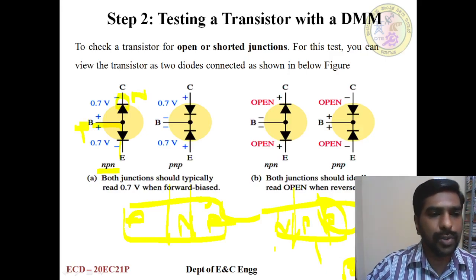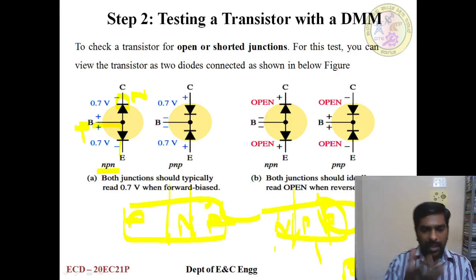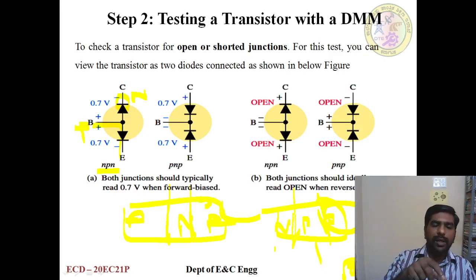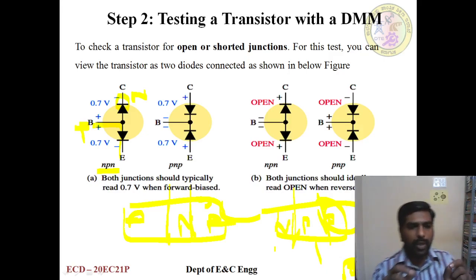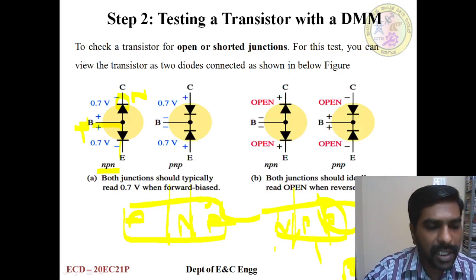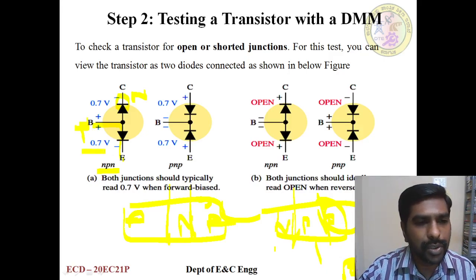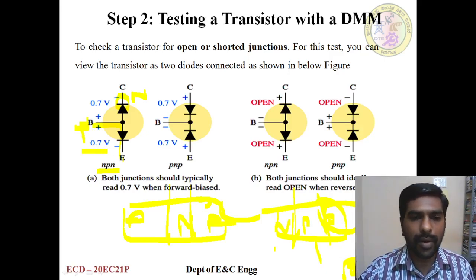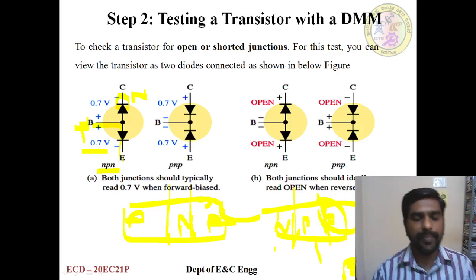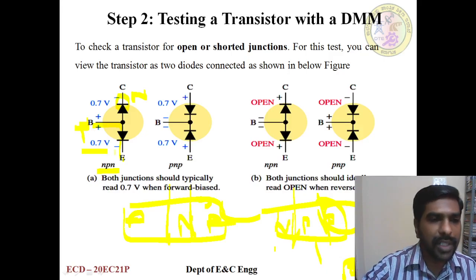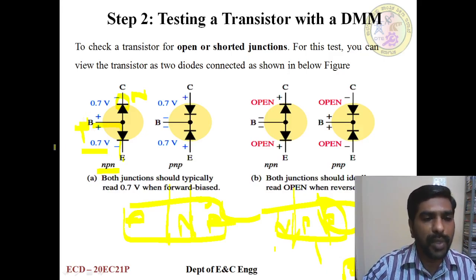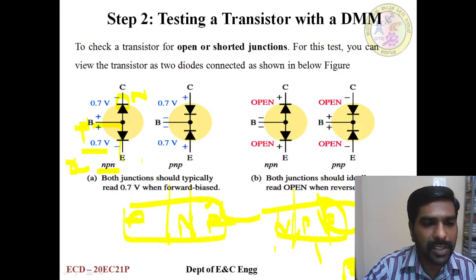See, we can use these two points. Take the multimeter and put it in diode mode, and take the positive and place it at the base and negative at the emitter. It should show a value of 0.7, or 0.6 to 0.8. It is a good diode. And same thing, you have to reverse it. It should be open. Then the base emitter junction is good.